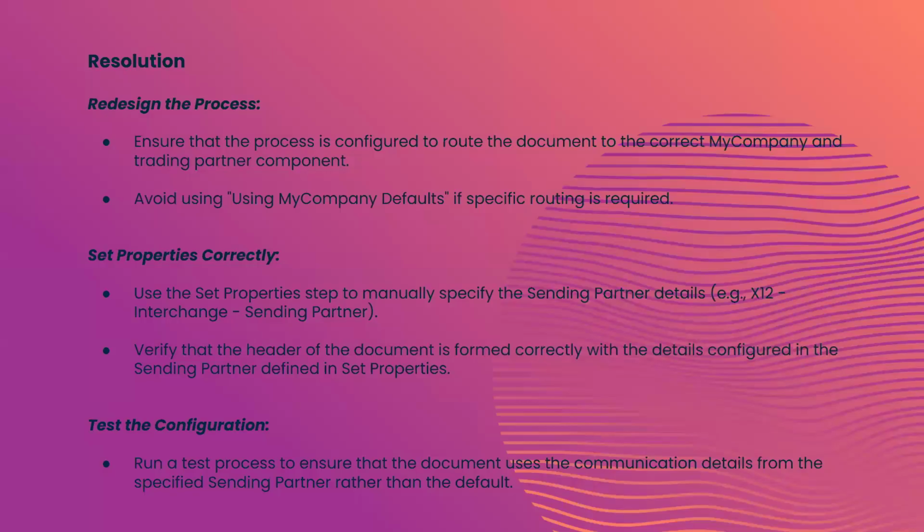The solution for this issue is to redesign the process in such a way as to route the documents to the correct My Company component and trading partner component. If specific routing is required, avoid using My Company details in the trading partner component. In some scenarios, you can use set properties to define the sending partner and the receiving partner.